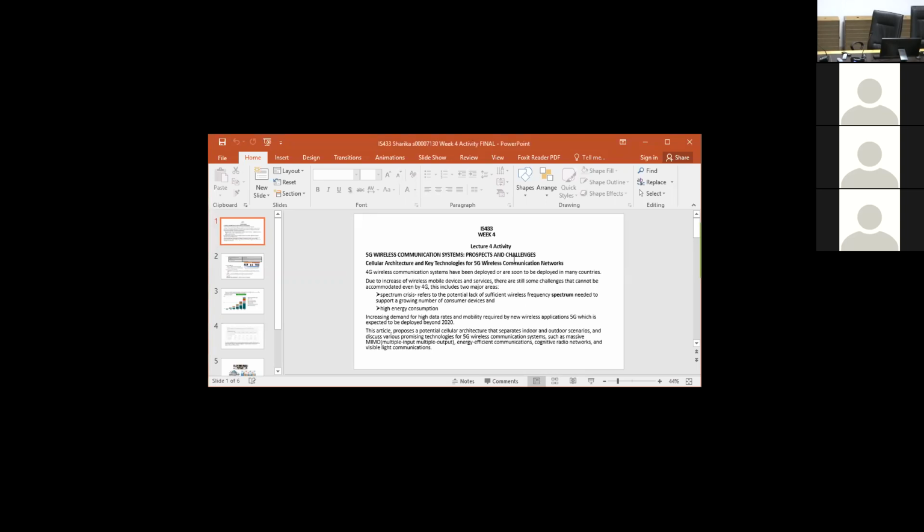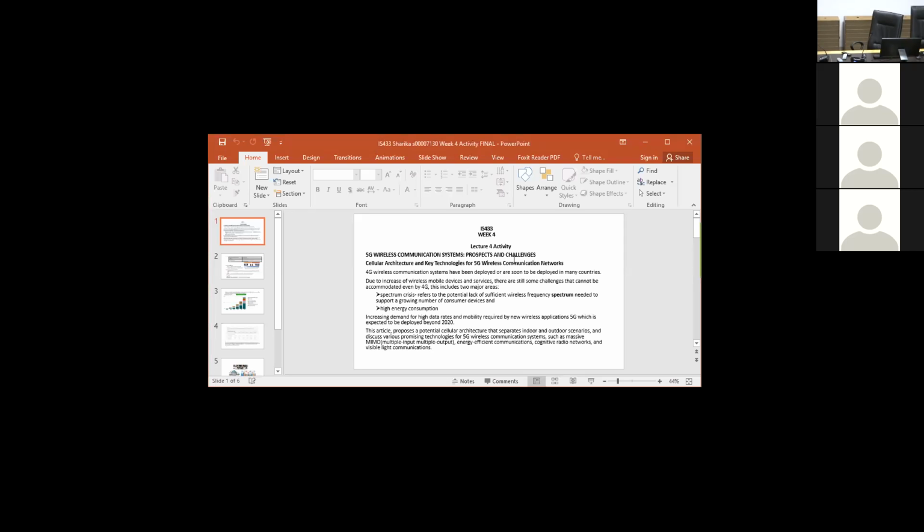Since they're about to close the room here, my activity this week, I have selected cellular architecture and key technologies for 5G wireless communication networks. As said by my friends earlier, we are moving from 2G to 3G to 4G, and now we are working towards 5G wireless communication networks. There were two major areas of challenges with 4G that in 5G we want to improve on. So the first one was a spectrum crisis, right?